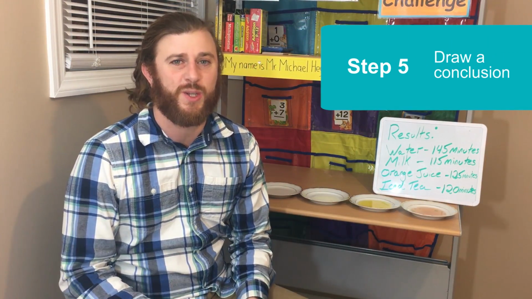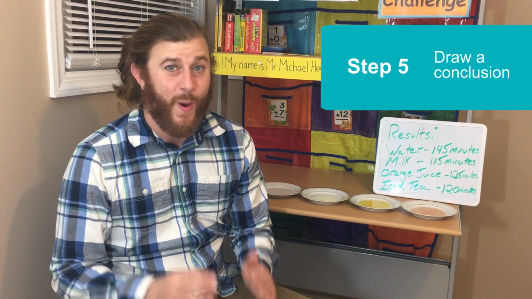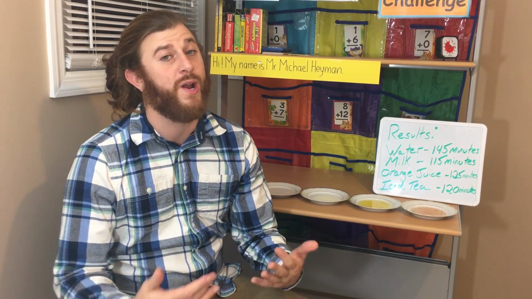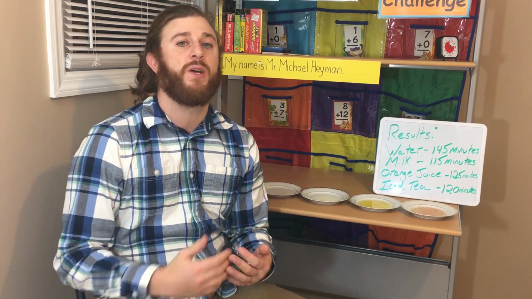So we just finished our experiment and we have the results. We found out that milk melts faster than water and orange juice and iced tea. This is our conclusion. We found out our conclusion by conducting an experiment. This is the end of the scientific method. Let's review the steps that we took to complete this experiment successfully.